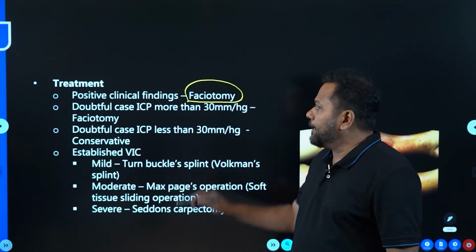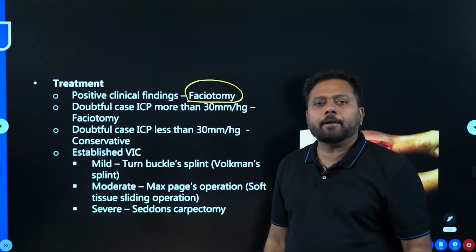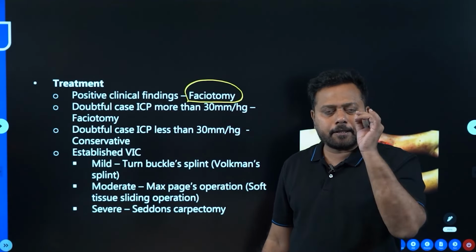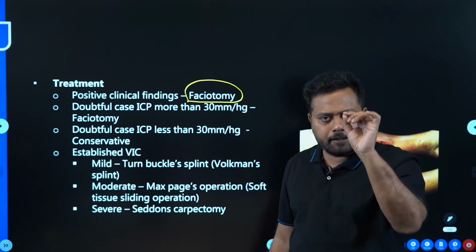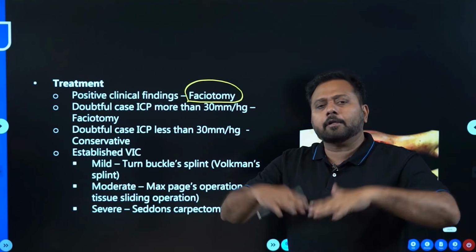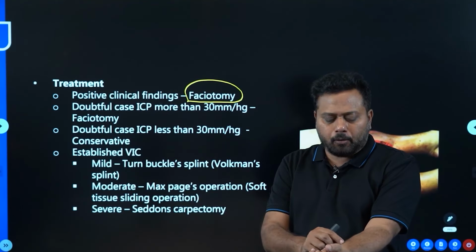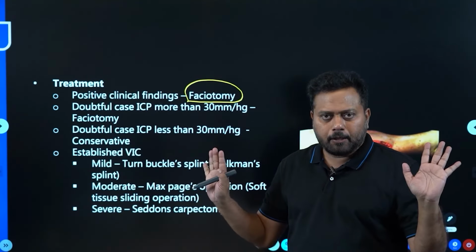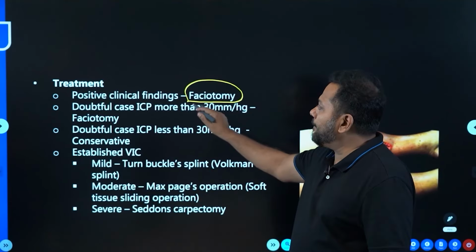Okay, so emergency fasciotomy should be done immediately. What is emergency fasciotomy? Just taking a 22 blade, going through the skin and subcutaneous tissue, and incising the deep fascia. All the pressure will be let out, and you just close the skin with a simple, loose stitch. This is called emergency fasciotomy.